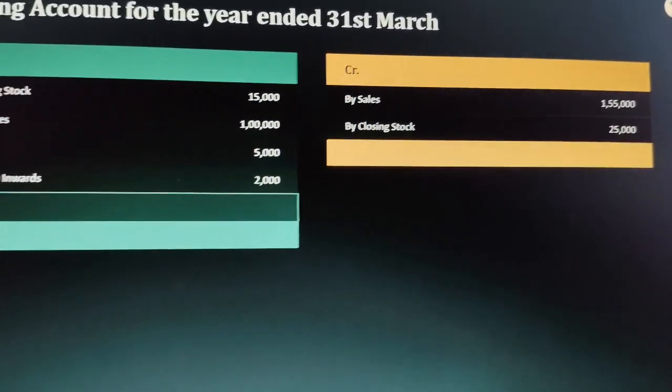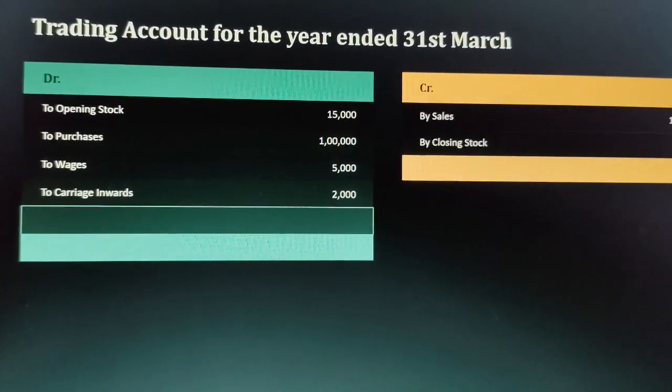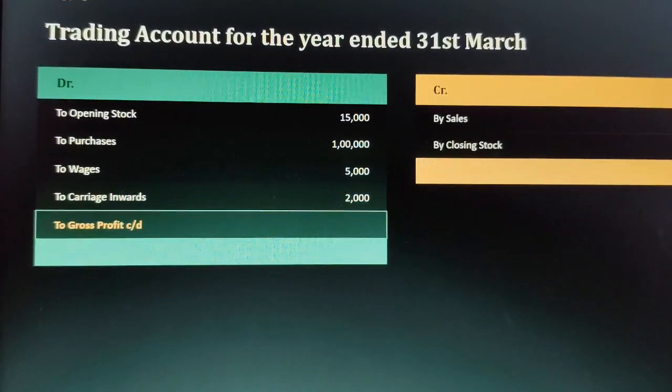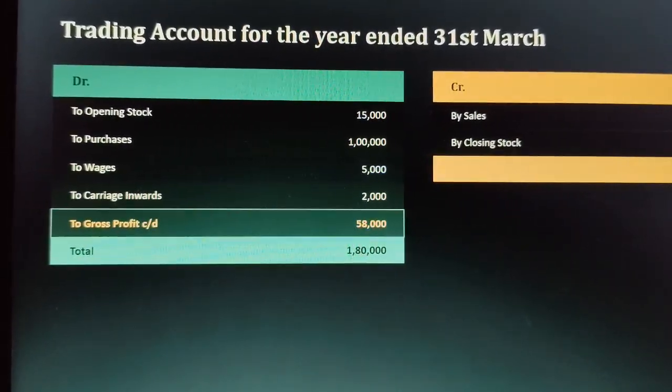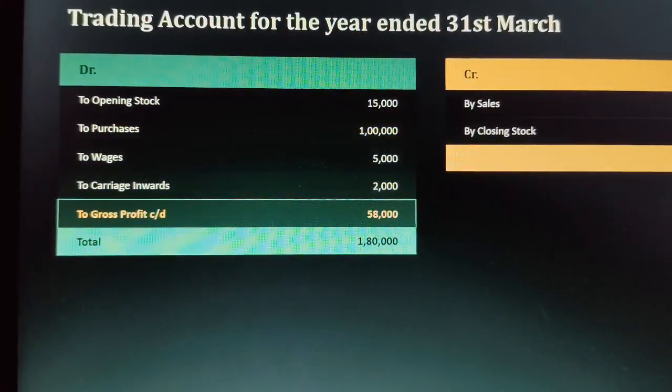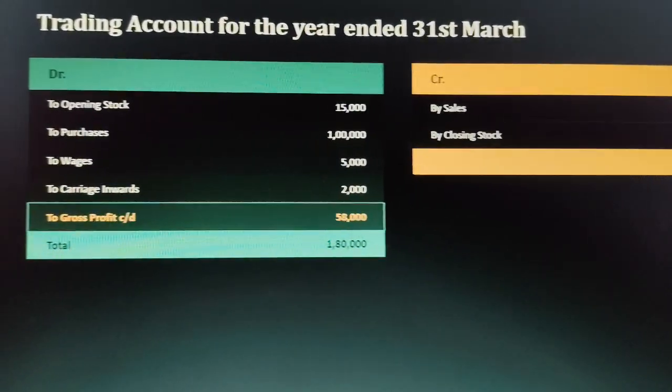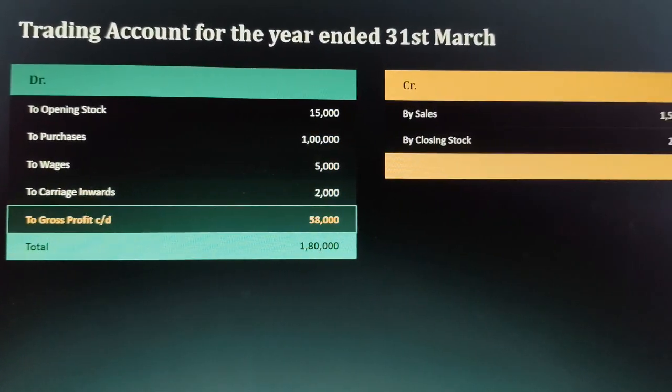Now let's tally. Total 1,85,000, but the balance is our gross profit, which will be carried down to the profit and loss account, which amounts to 58,000.